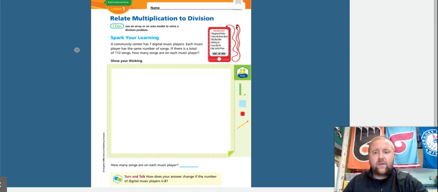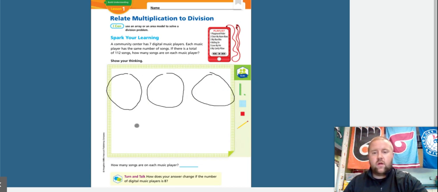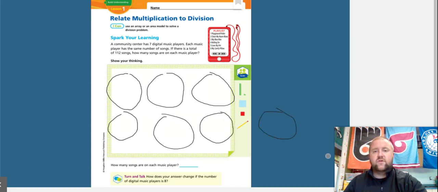So in our first example, it says, a community center has 7 digital music players. Each music player has the same number of songs. If there's a total of 112 songs, how many songs are on each music player? So we know there's 7 music players, right? So that's going to be 1, 2, 3, 4, 5, 6, and I'll even make a 7th over here just for total space. We need to take 112 and divide them up by the 7 music players.